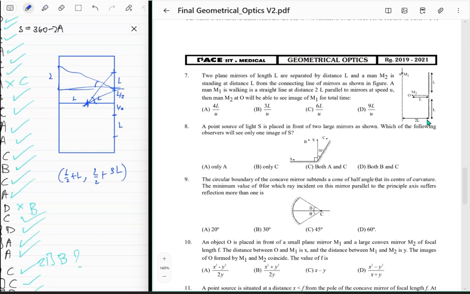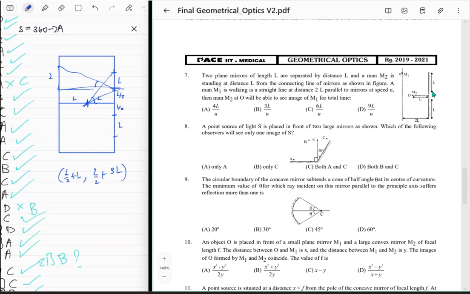In what way are these separated by distance L? Look, there it is. Their centers. Their centers are separated. Oh, come on. You should have told me their centers are separated by distance L. I spent so much time trying to solve this stupid question. Their centers are separated by distance L.